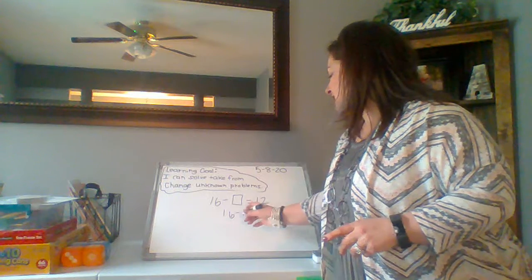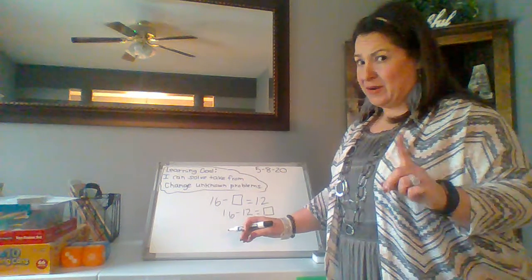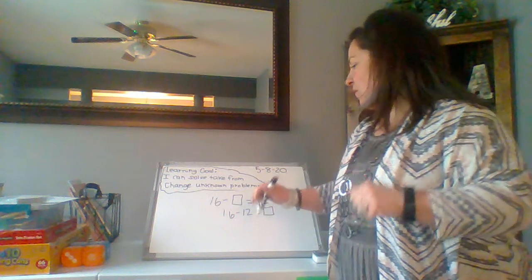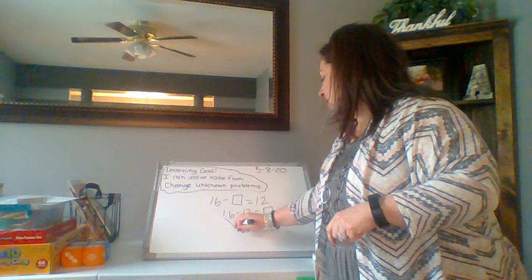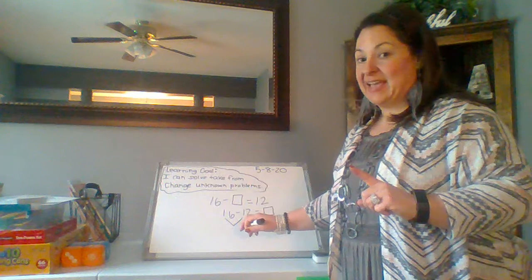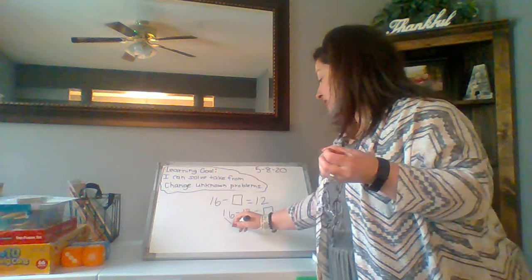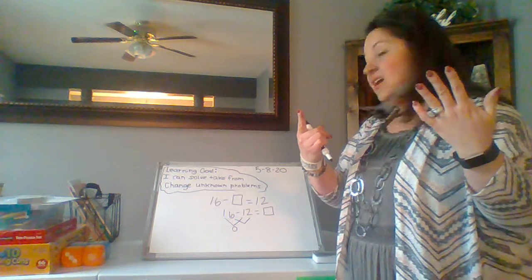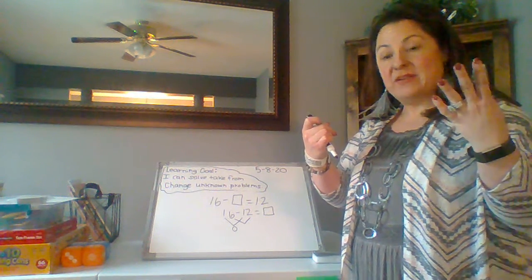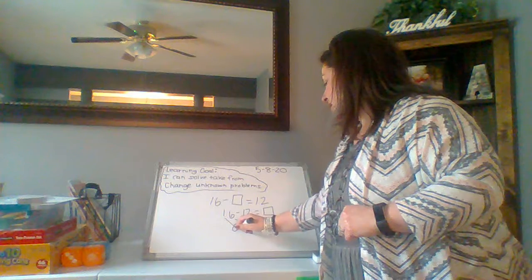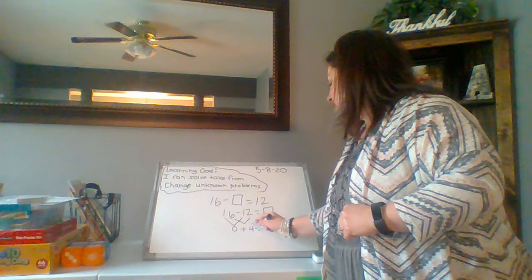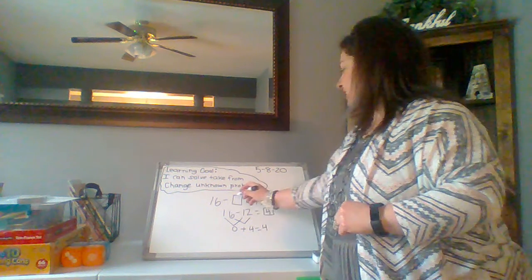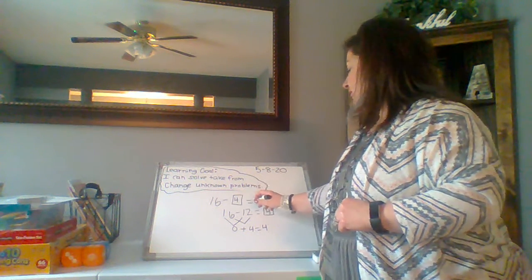So if I took 16 minus 12, and I'm going to work on this mentally, okay? So I'm going to think about it with my tens and my ones. So if I have 1 ten and I take away a ten, I'm left with 0 tens. If I take 6 ones and I take away 2 ones, I'm going to have 4 ones left. So 0 tens plus 4 ones is 4. So the answer is 4. All right, so 16 take away 4 is 12.